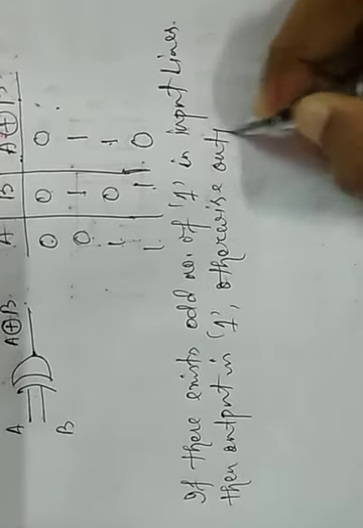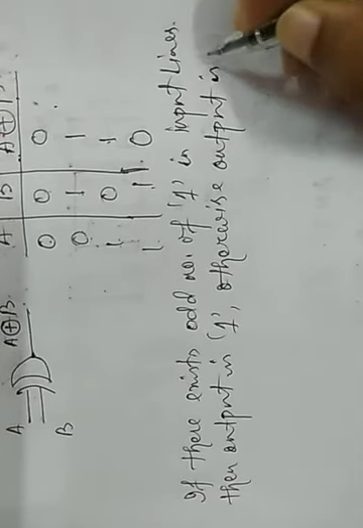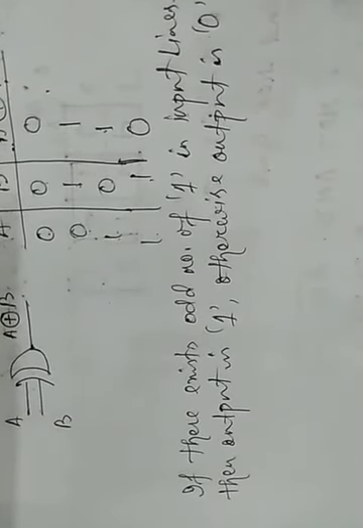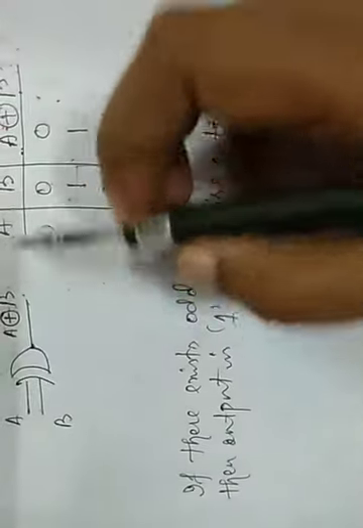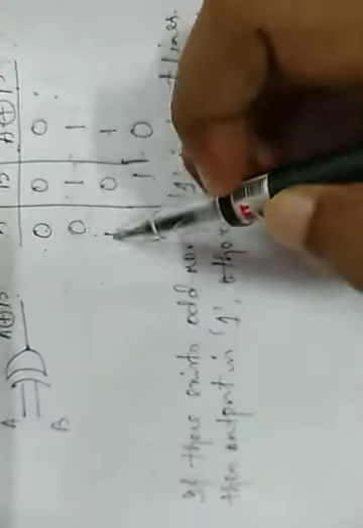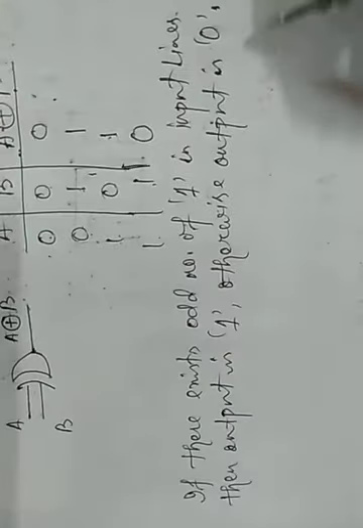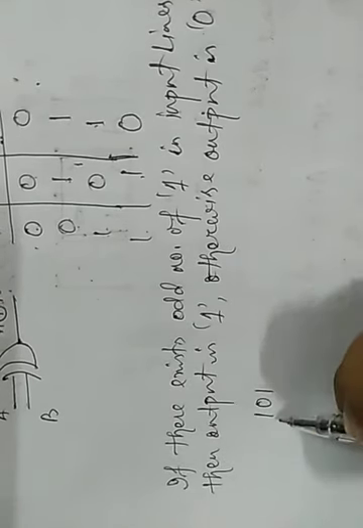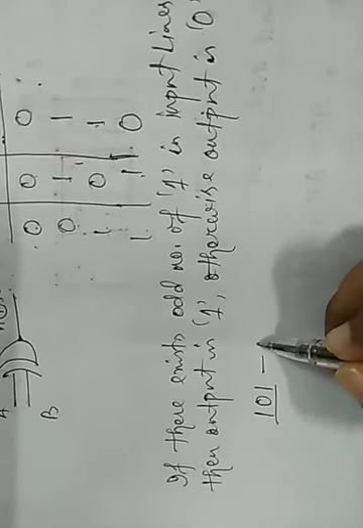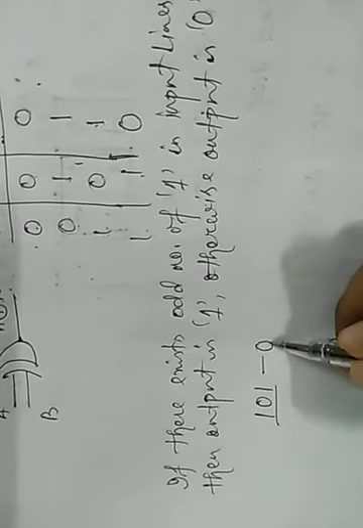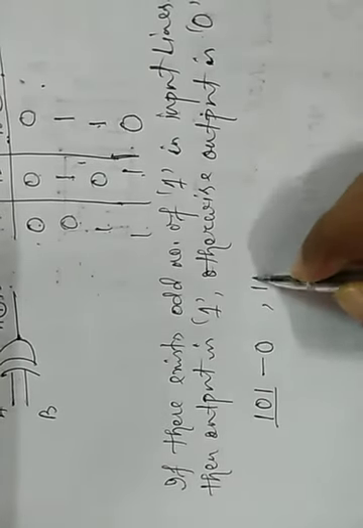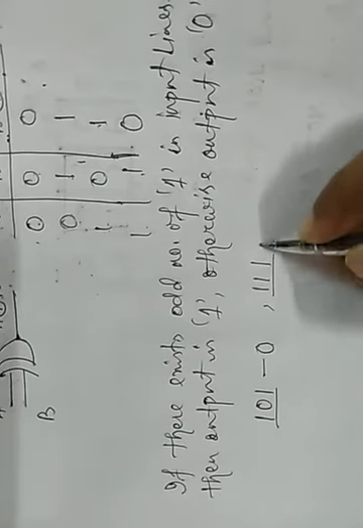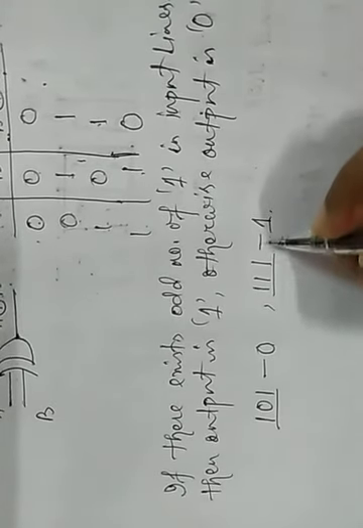Otherwise, output is 0. So this statement is valid for 3 variables also. Also for 3 variables, you have to check the number of 1s in the 3 variables. If its combination is 1 0 1, as there are 2 ones, its output will be 0 for exclusive OR gate. But if there are 1 1 1, as there are 3 ones, that means an odd number of 1s, output is 1 for exclusive OR gate.